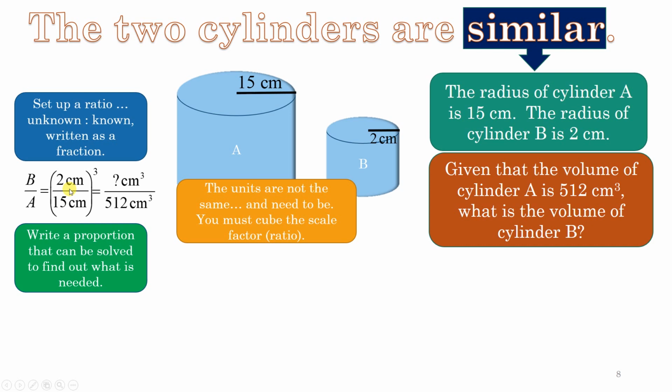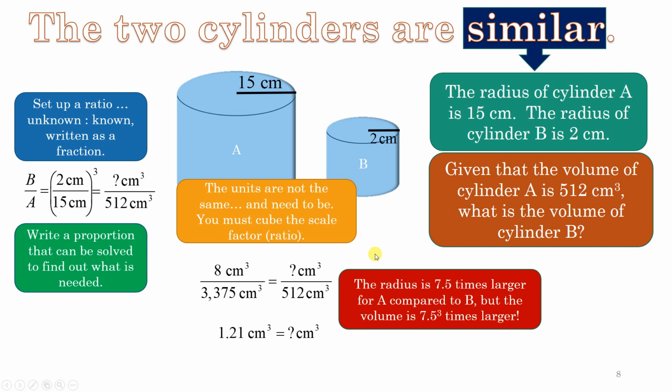And 2 cubed is 8, and 15 cubed is 3,375. Now what we've got to do is solve this. Just like before, we're going to multiply both sides by 512, and we're done. 1.21 cubic centimeters, and that's rounded correctly to 3 significant figures. The thing everybody always messes up, the thing they forget to do, is they forget to cube it. The reason you have to cube it is because we're talking about volume, and volume is cubed. So you've got to cube that every single time.